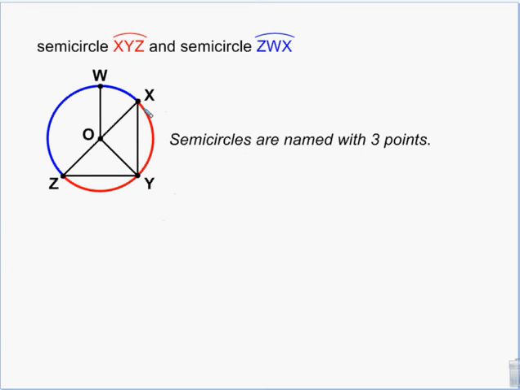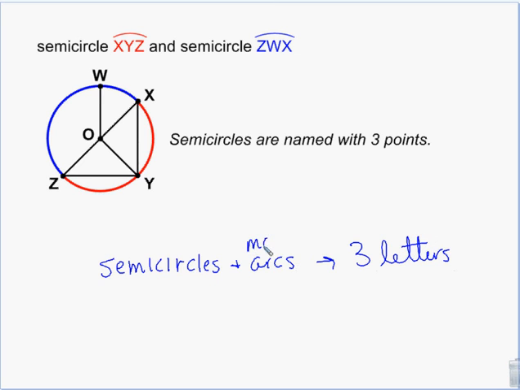Okay, so semicircles are named with 3 points. So we have semicircle XWZ, and semicircle XYZ. Okay, so semicircles and major arcs, you need 3 letters. Minor arcs, you only need 2 letters.